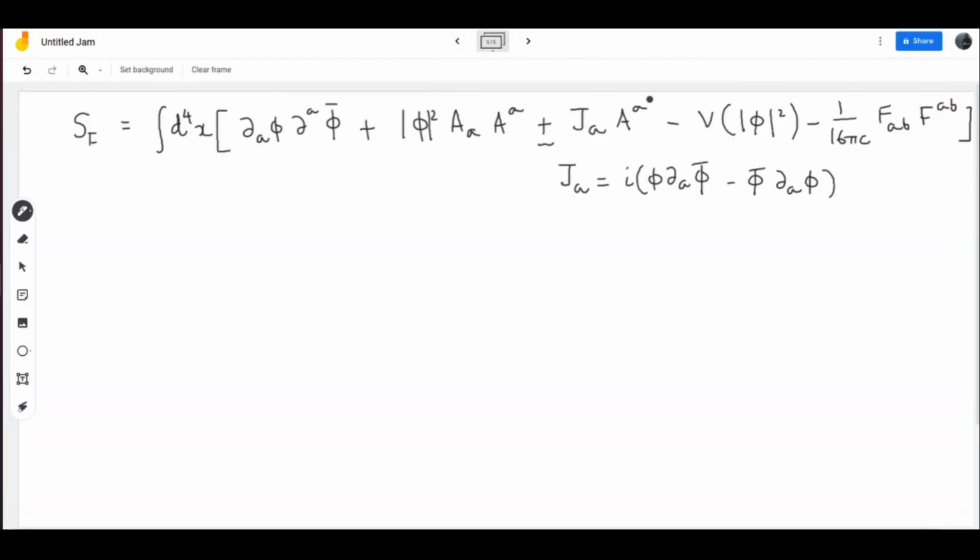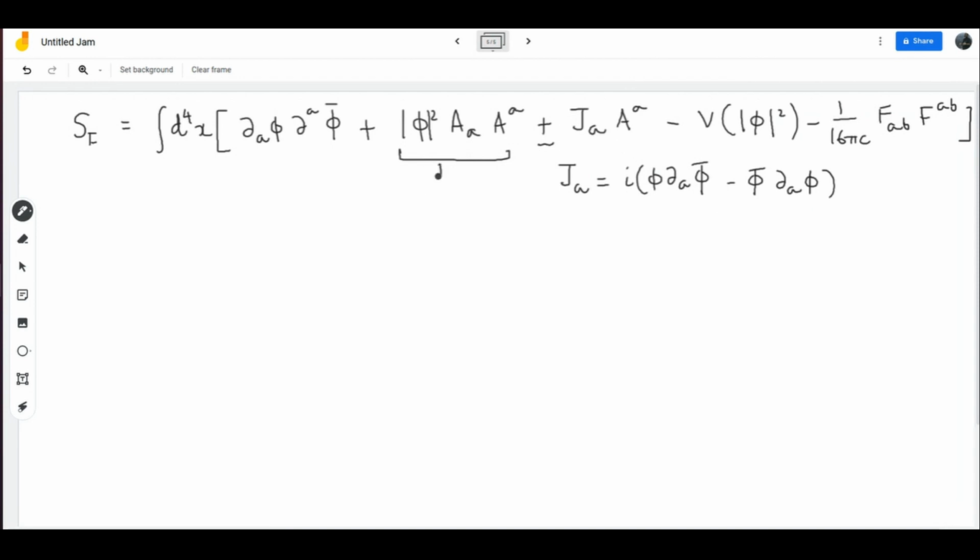So what we notice is that J^A has this structure of i phi del_A phi bar minus phi bar del_A phi. I think it's a plus sign, but I'm not 100% sure, so I'll put a little wiggle to check this. Now what we see here is that there are two couplings. One is this J^A A_A kind of coupling, which is linear in A, but we also notice this kind of a term, mod phi squared A_A A^A.